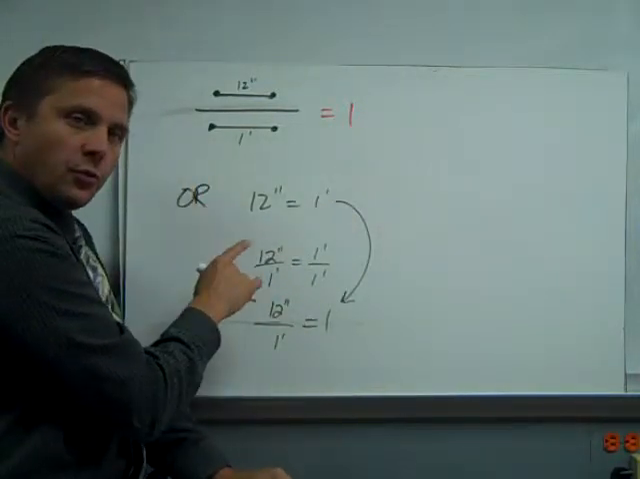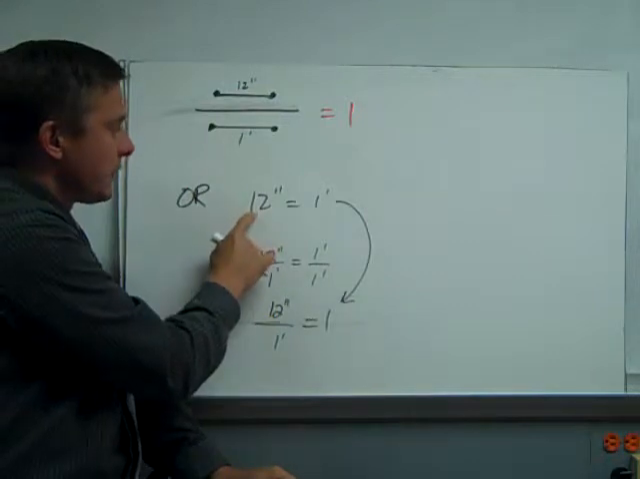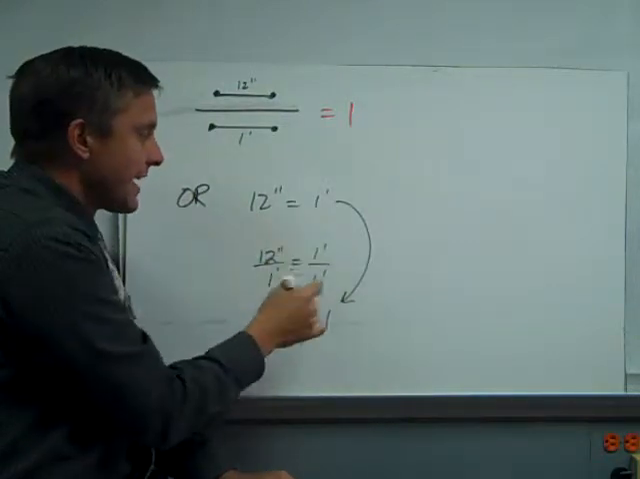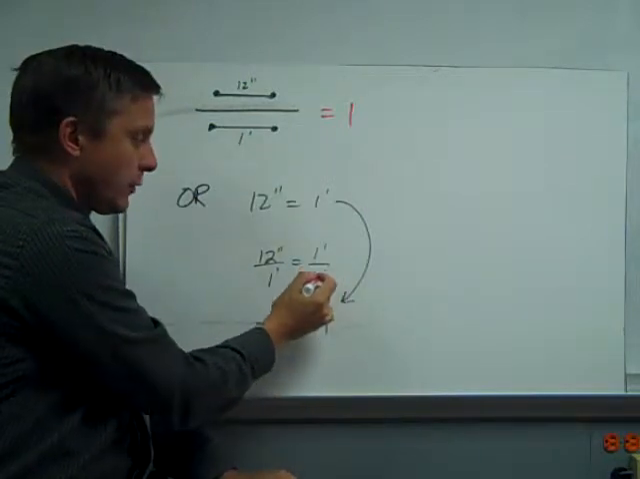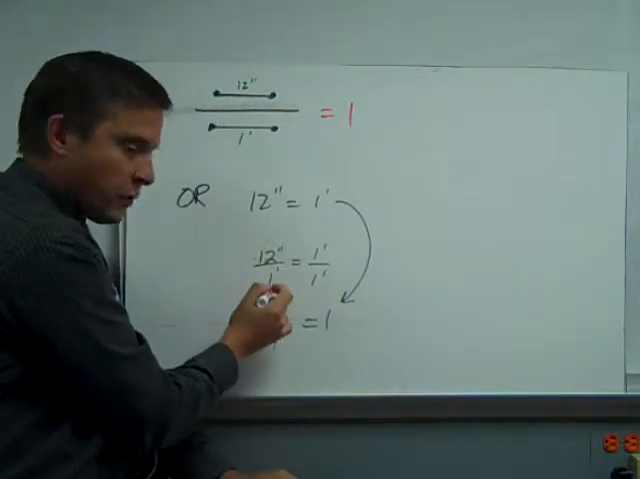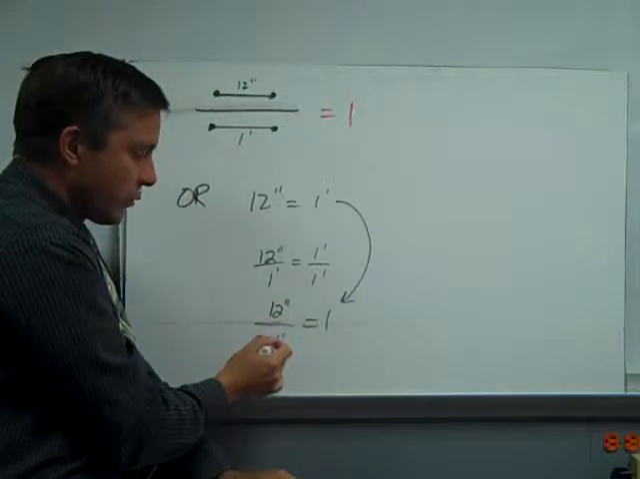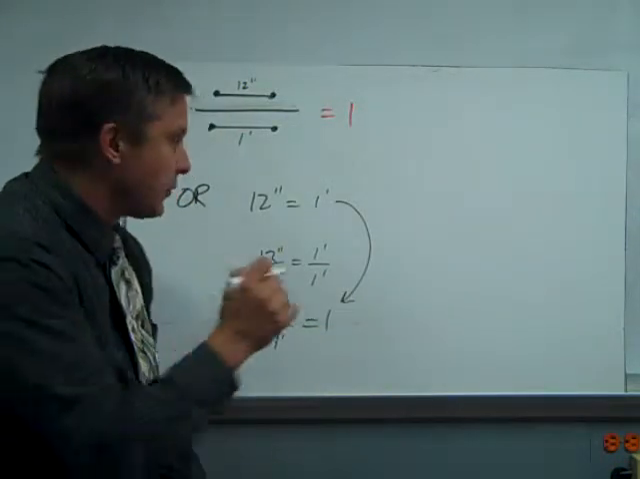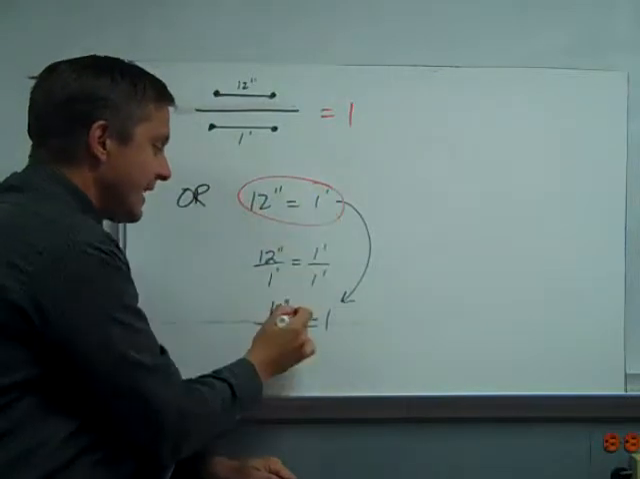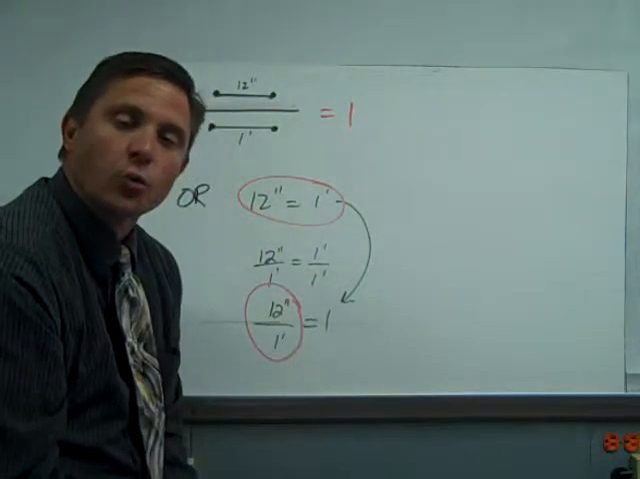there's another way to show the same thing. What if we agree 12 inches and 1 foot are equivalent? I can divide by anything I want on both sides, two terms. So I divide by 1 foot, 1 over 1 foot, 12 inches over 1 foot. I can write 12 inches over 1 foot is equal to 1. It is powerful to see that when two things are equivalent, it can be written as a ratio.